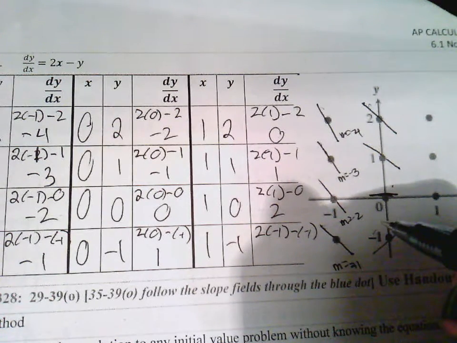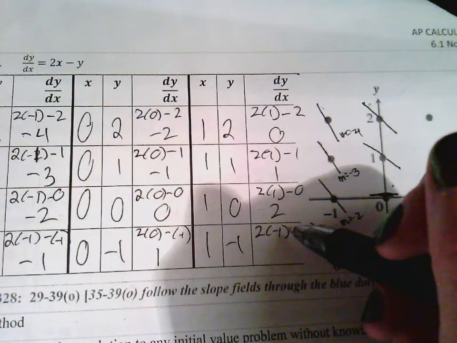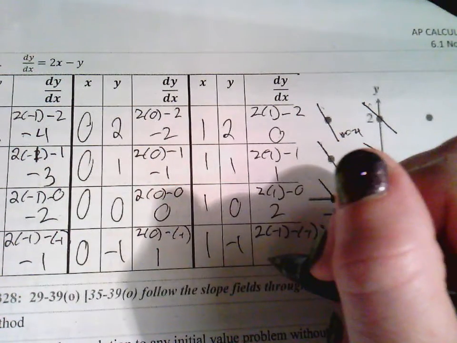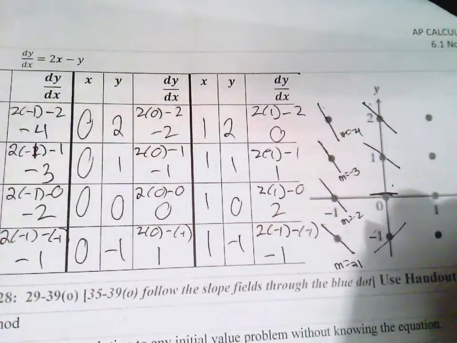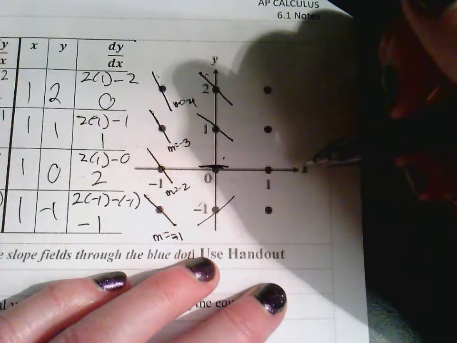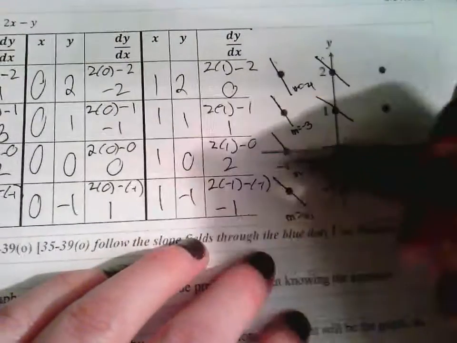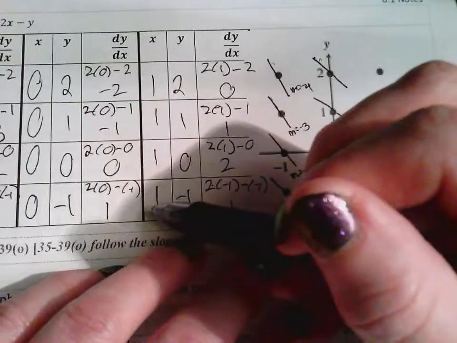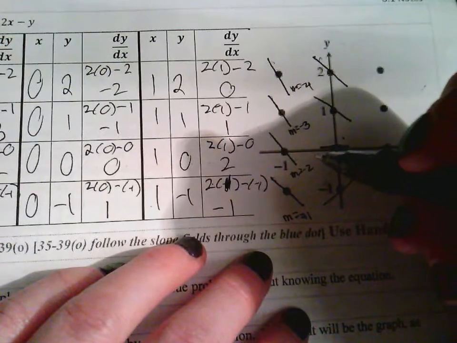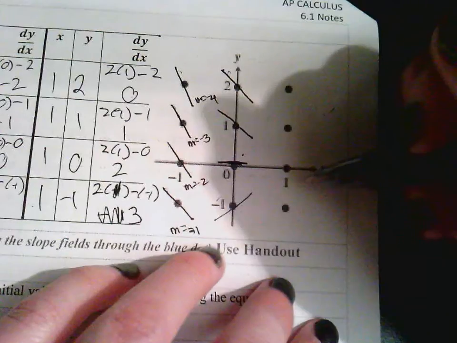So 2 times -1 is -2. -2 plus 1 is -1. Okay, so let's do this again. Oh, this is supposed to be +1. Now I know I'm going crazy. 2 times x equals 1 minus y. So 2 times 1, you got 2 plus 1, which is 3. That's supposed to be a 3 right here. There we go. Alright, so let's make a slope of 3.